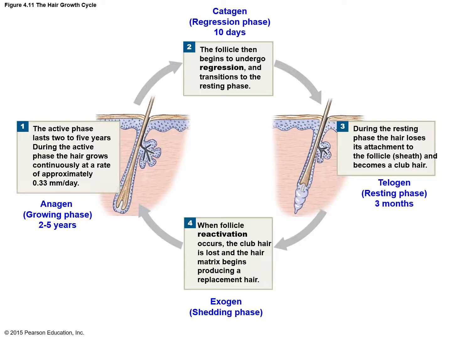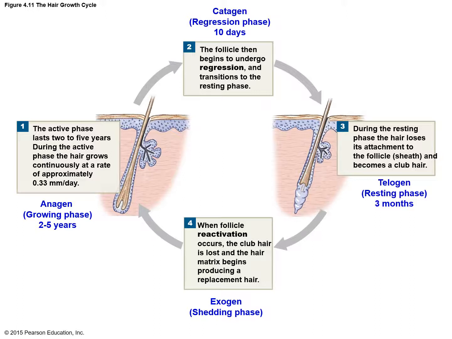Let's look at the hair growth cycle in a little bit more detail. We'll start with the anagen that's written on the left side. The anagen is a growing phase. It occurs for about 2 to 5 years, in which the hair is growing actively. Anagen is followed by the next stage, which is catagen. In catagen, the follicle is undergoing regression and it would soon transit to a resting phase. This takes place for about 10 days.